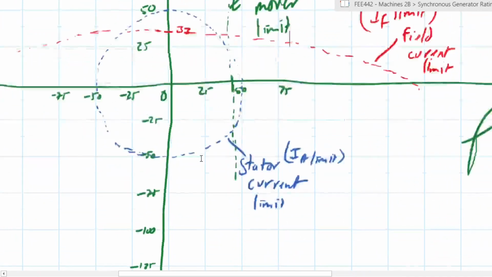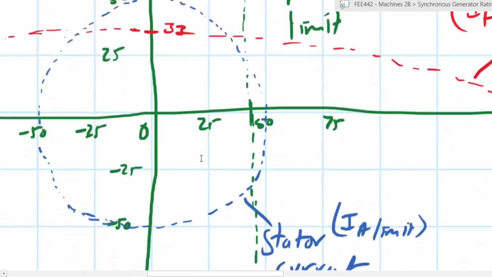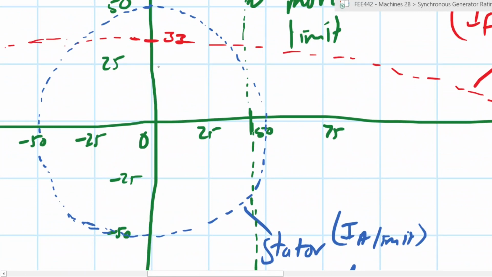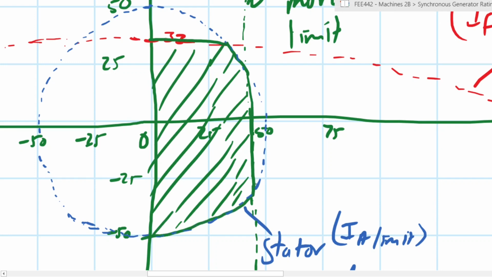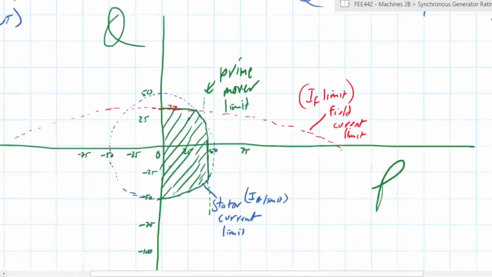So that means that our generator practically will be able to supply any value of active or reactive power in this particular area. So the limit is there, there, there, and there. That is the limit of our generator's capability. Okay, and there we have the capability curve example, and I think we can stop there.